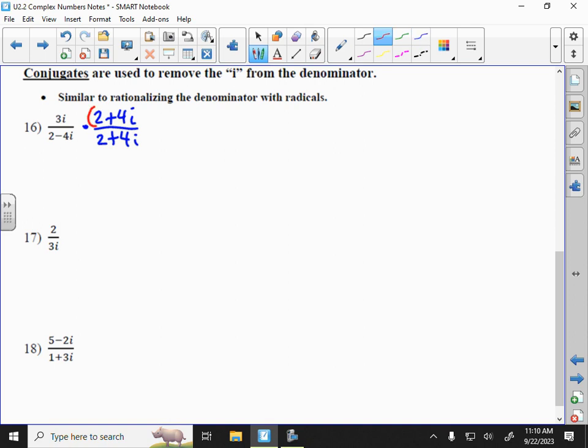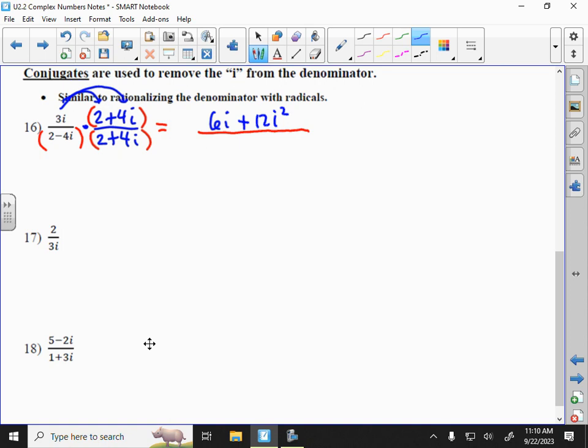Again, treat these like binomials because you're distributing. So we're going to double distribute this out. All right, so taking 3i, we can distribute 3i in. 3i times 2 is 6i. 3i times 4i is plus 12i squared.